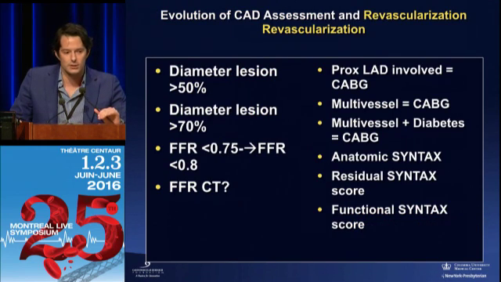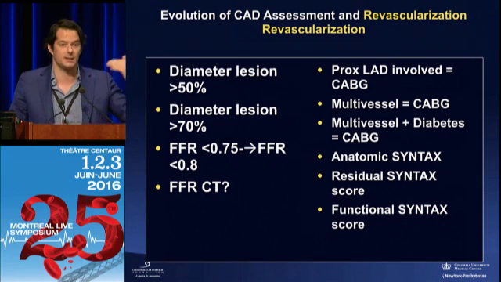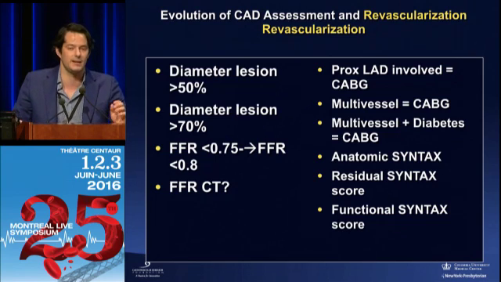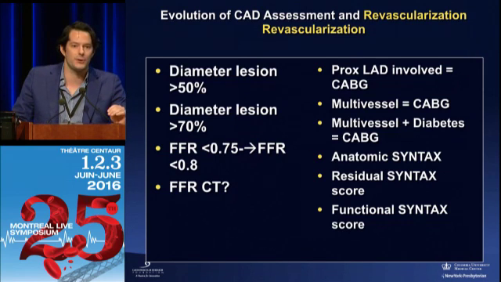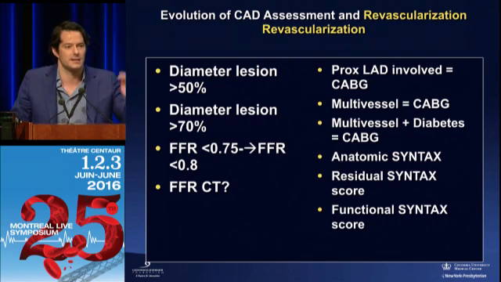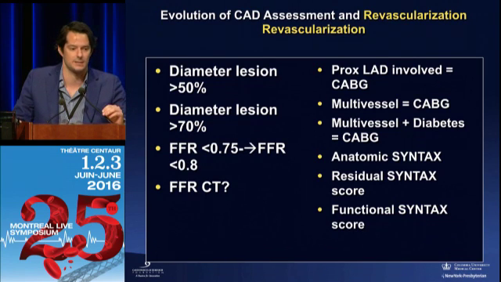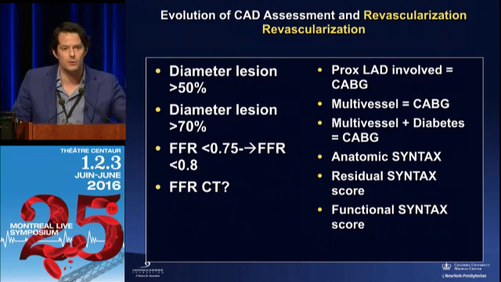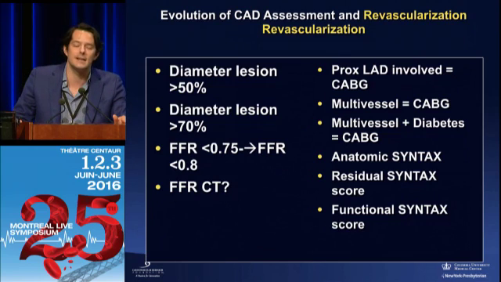So just to put things in perspective, when we look at the evolution of CAD assessment linked to guidelines of revascularization, we have evolved a lot. Maybe 20 or 30 years ago, a diameter stenosis of 50% by angiogram was a significant lesion. Then we moved to 70%. Then we moved to FFR, ischemic assessment, with 0.75 to 0.8. And then we're probably going to see FFR by CT scan in the future. So we're moving to a different CAD assessment that is more refined and linked to prognosis.